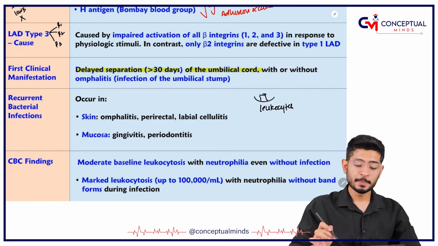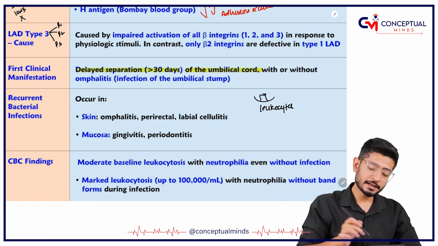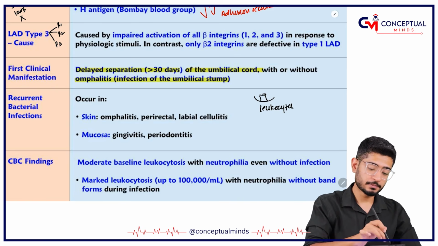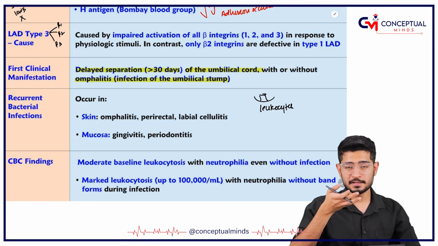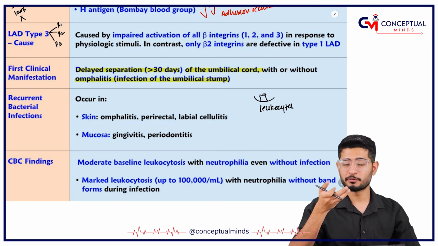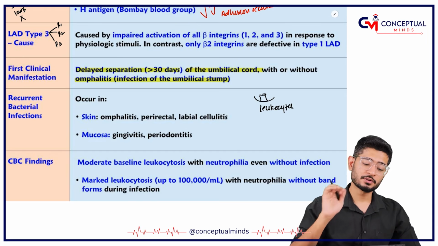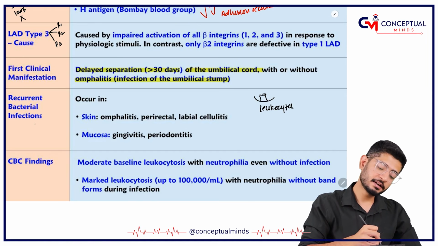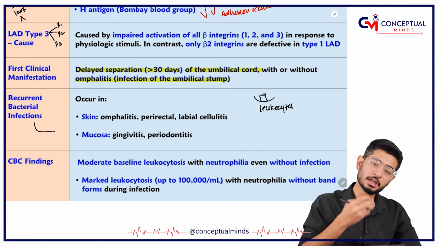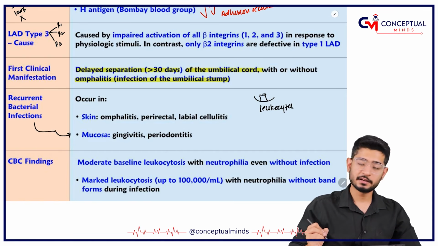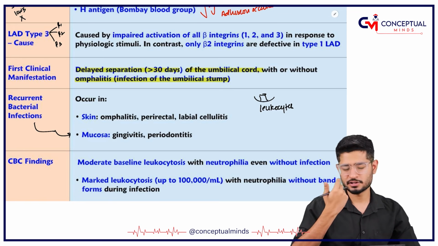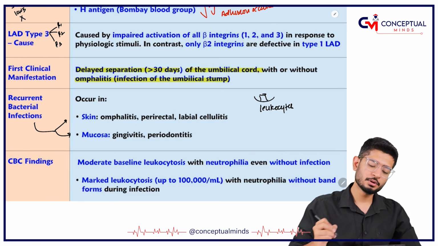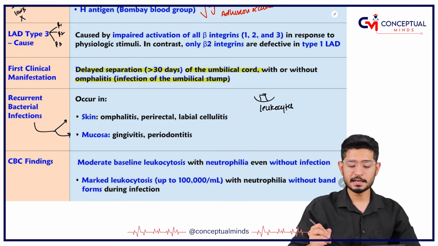Sometimes omphalitis can also occur because there are no WBCs there, so there's nobody to prevent the infection. So there is a recurrent bacterial infection history. In the mucosa the child will have gingivitis, periodontitis, dental infection, mucosal infection, and on the skin omphalitis, perirectal inflammation, labial cellulitis. All these things are going to occur.